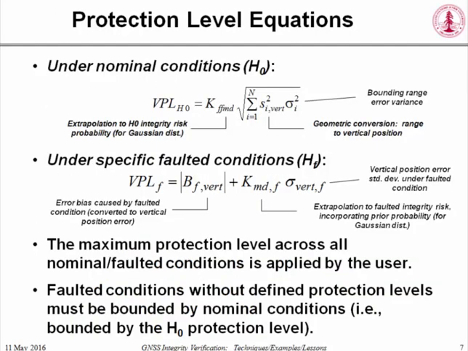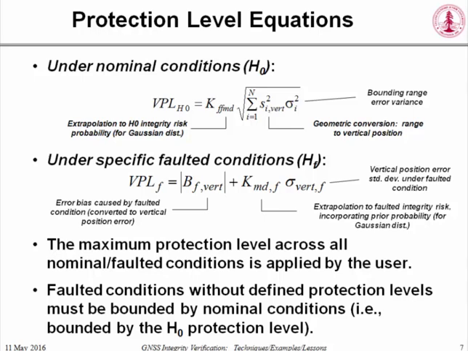Here's a simplified version of the equations for protection level. It starts with, again, a range domain error bound. This equation here, H0, represents nominal conditions. So there's no failure. This sigma needs to bound range errors under nominal conditions out to typically the 10 to the minus 7 level. This is a pseudo-inverse of a geometry matrix that converts range to position domain, in this case vertical position. This is a multiplier that extends the confidence interval from 1 sigma to the 10 to the minus 7, or whatever integrity level is required.